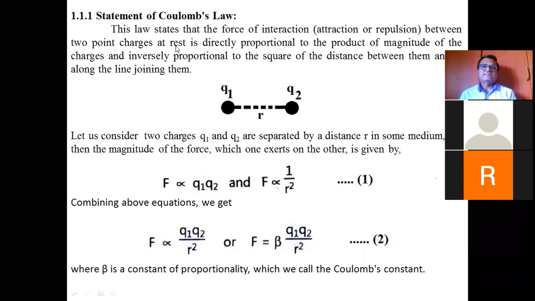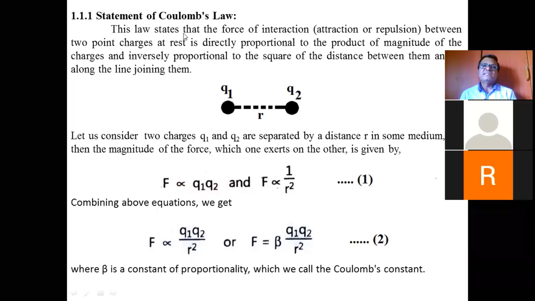Two point charges at rest, that is important, the force is directly proportional to the product of the magnitudes of the charges. Product means q1 and q2. These are two charges, so the product is q1 into q2. This is directly proportional, and inversely proportional to the square of the distance between them, that is r squared. This is the statement of Coulomb's law. Again, let us consider the statement.